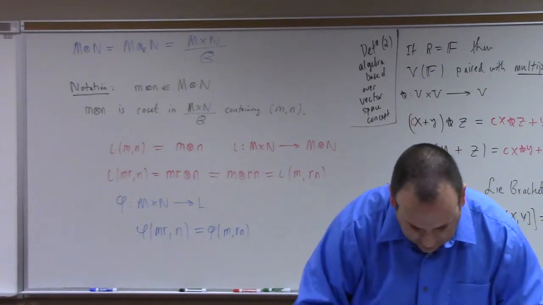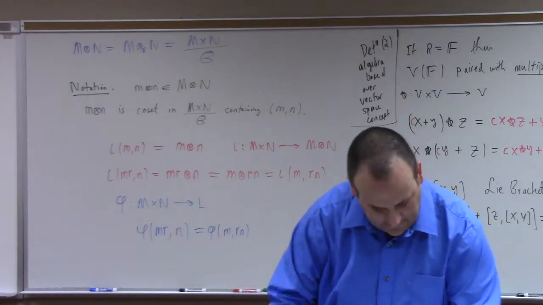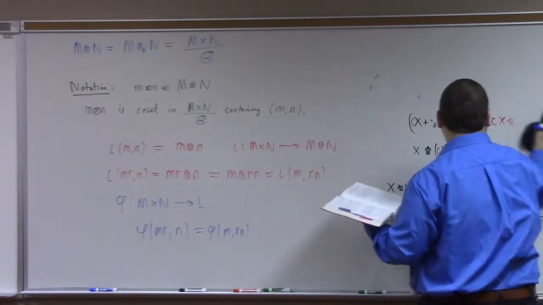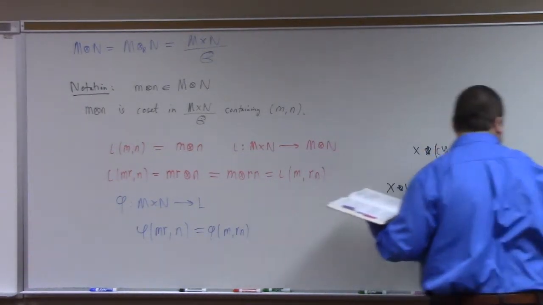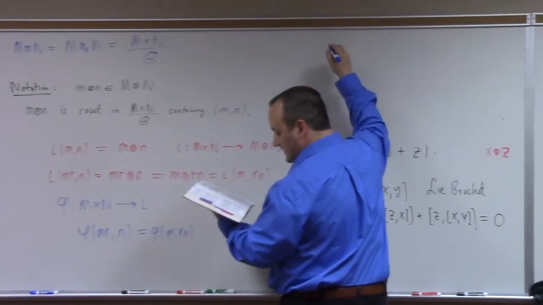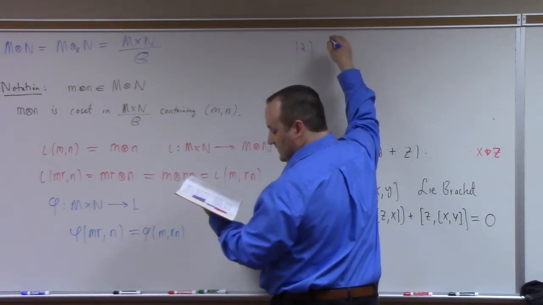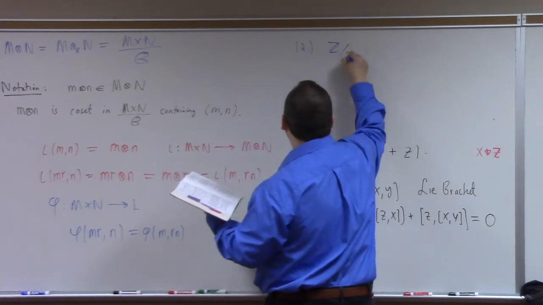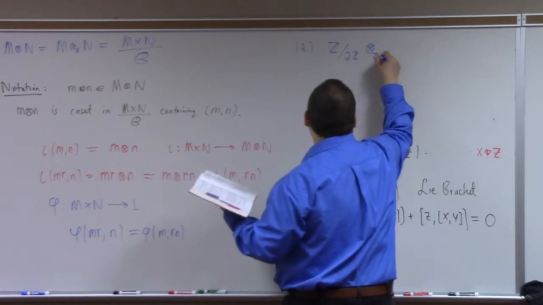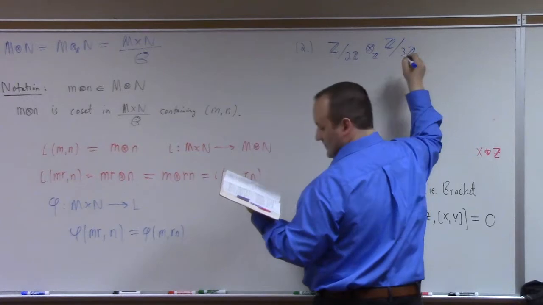I wanted to give you one example. I think these are somewhat disturbing. So we still have some groundwork to do to really build up what I'm calculating here. But this is example two on page 368. So he looks at Z mod 2Z tensor over Z, Z mod 3Z.